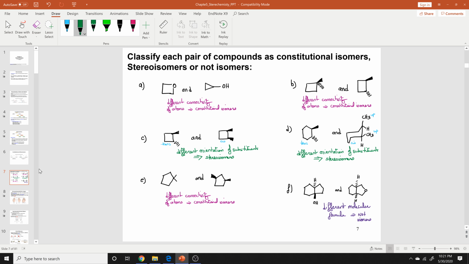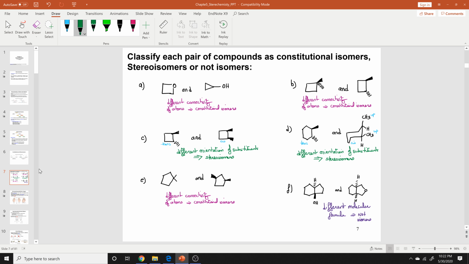So constitutional isomers should have the same molecular formula, different connectivity of atoms. Here you go. Different connectivity of atoms, same molecular formula. This is a constitutional isomer. This is an example of another constitutional isomer, and another one. Same molecular formula, count your carbons and hydrogens in there. They are exactly the same, but the connectivity of the atoms is different. So every time you write the structure, you end up getting a different name. So this is going to be constitutional isomers.